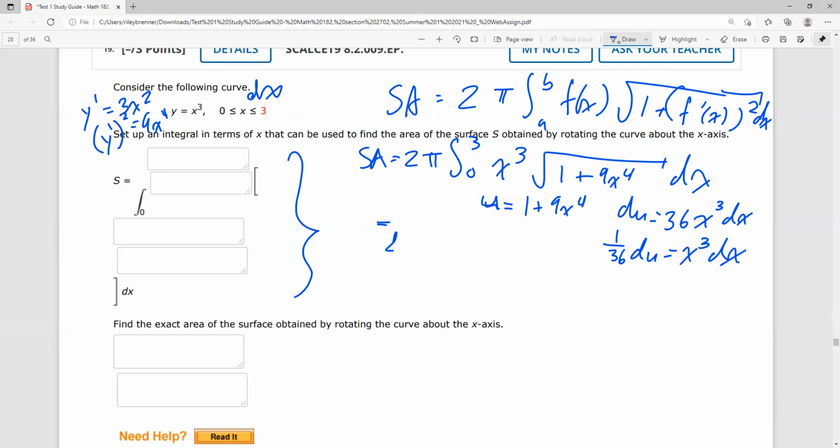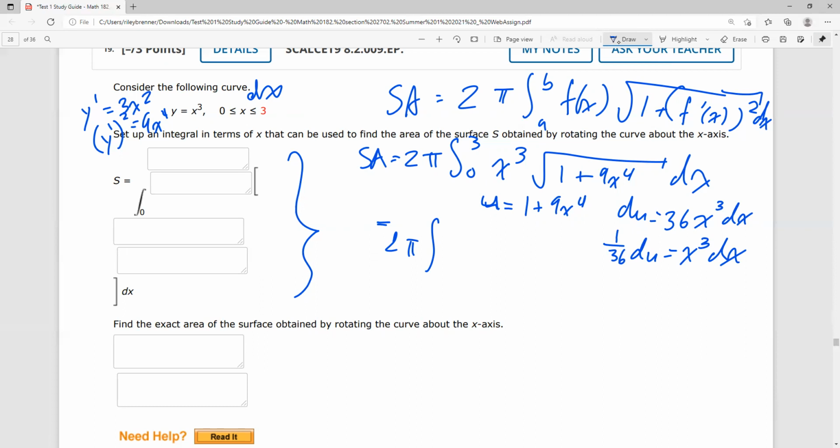And let's see, we got 2 pi integral from... Do you guys like changing your bounds to the new variable, or do you go back to x at the end? I like to change my bounds too. Okay, because I know some professors teach it just do it at the end. I don't like doing that.